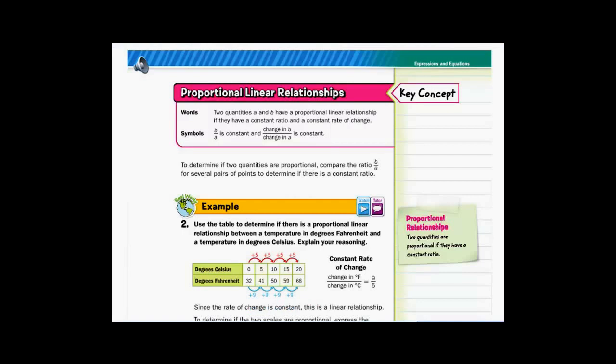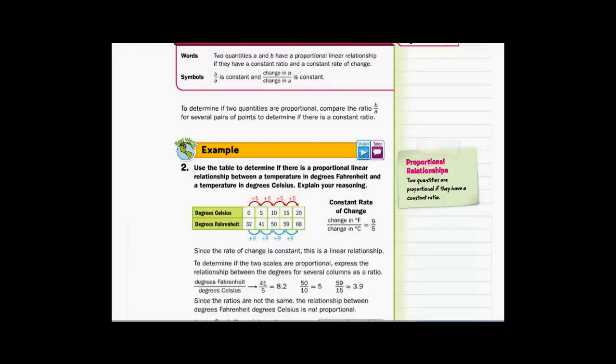So let's look at these. Example 2. Use the table to determine if there's a proportional relationship. So first of all, we've got to say, is there a constant rate of change between the temperature in degrees Fahrenheit? So it says that one first. So it talks about Fahrenheit first and Celsius second. So Fahrenheit first, it's going up 9 every time. That's where that 9 comes from. And then in Celsius, it's going up 5 every time. So it does have a constant rate of change.